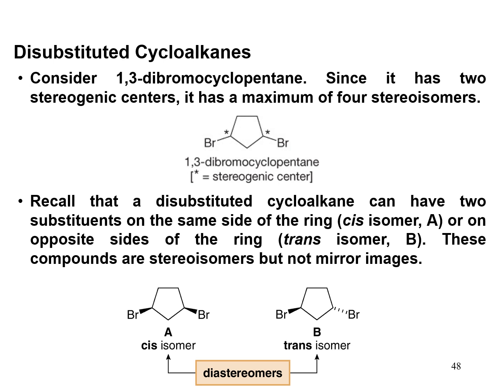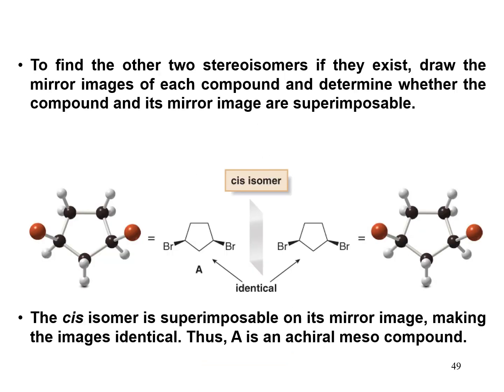Thus, the compounds are stereoisomers but not mirror images. Therefore, if 2 compounds are stereoisomers but not mirror images, we say they are diastereomers, rather than enantiomers. To find the other 2 stereoisomers, if they exist, draw the mirror image of each compound and determine whether the compound and its mirror image are superimposable or not.